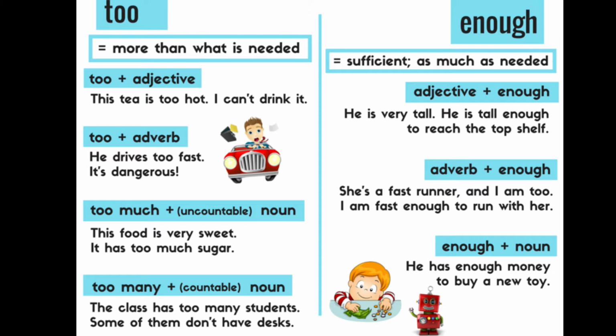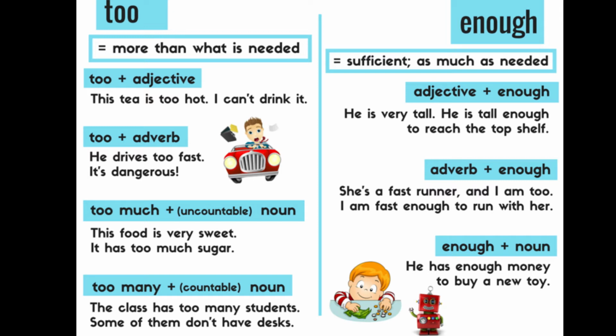Now, on the right side we have enough. And enough means sufficient, as much as needed. Okay, so when you have something that is sufficient, you have to use enough. And we use it with these types of structures. Firstly, kids, we have adjective plus enough. When you are using adjectives or adverbs, kids, you have to use it in the first place, right?